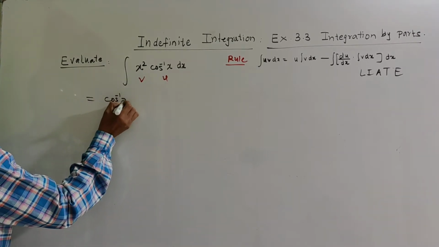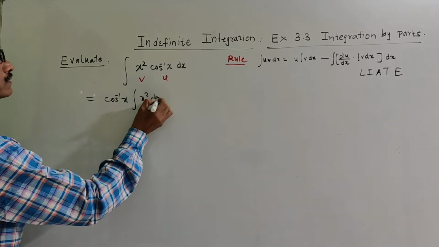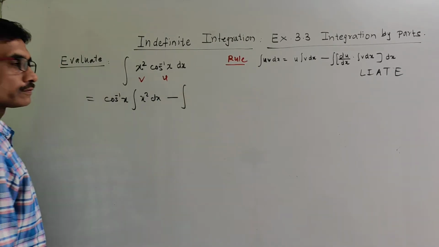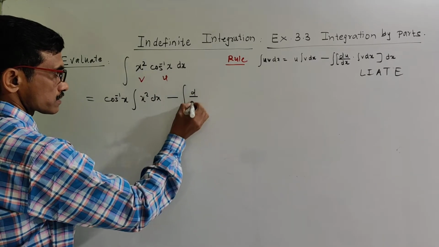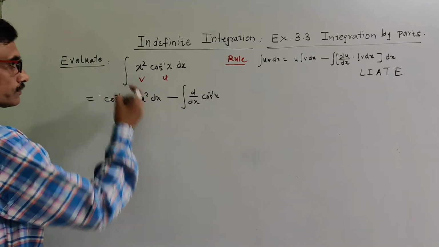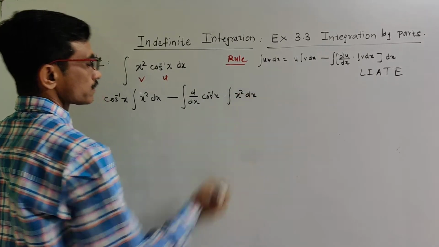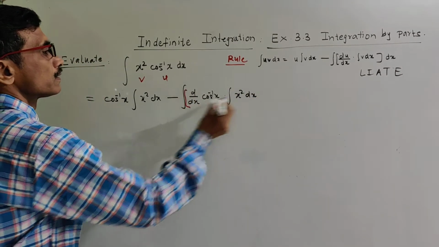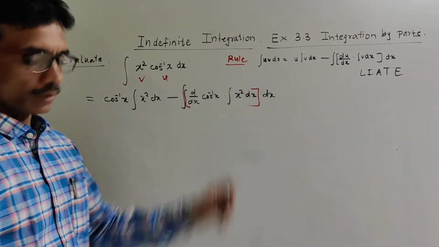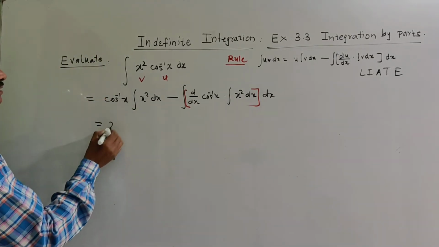Cos inverse of x, that is u, times integral of v, x square dx, minus integral of the derivative of cos inverse x, and the integration of v, that is x square dx. It is the integration of the whole. Then the integration of x square is x cubed by 3.